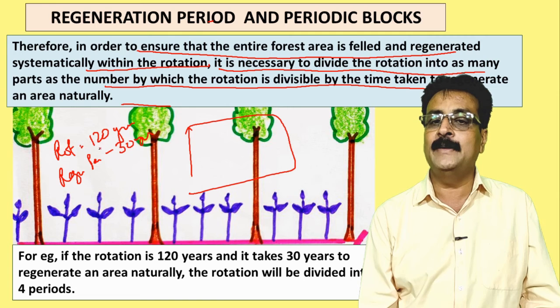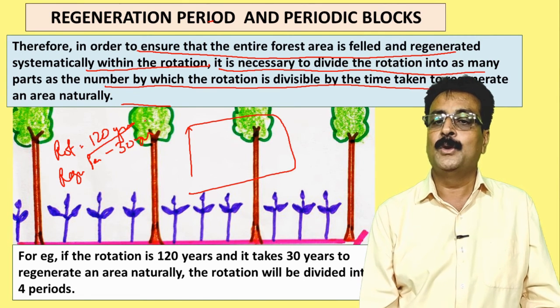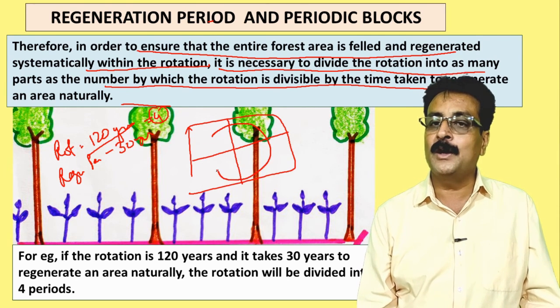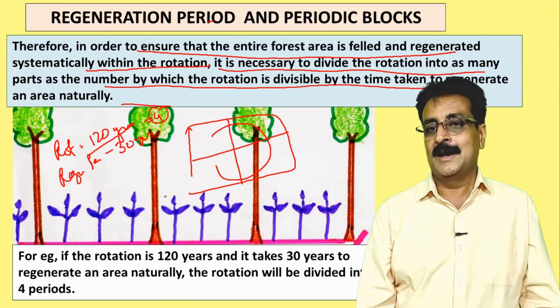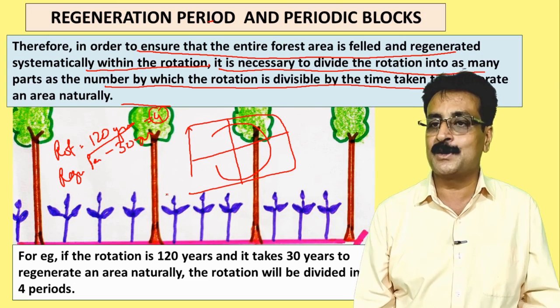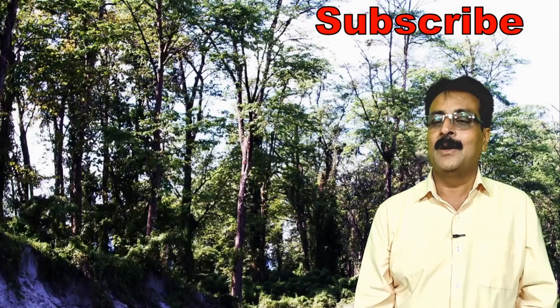We divide 120 by 30, and we get 4, which means we can make 4 blocks here. Under these 4 blocks we will go for regeneration and establishment of the crop. So this is the regeneration period and periodic block.